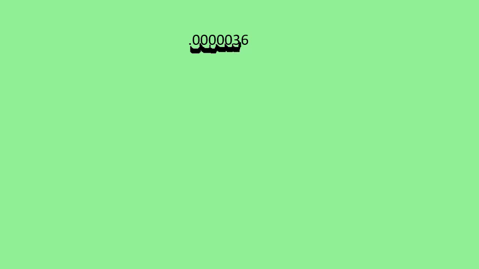So again, I write my non-zero numbers. I have 3.6, and this time I multiply it by 10 to the power of -6 because I moved my decimal point 6 spaces to the right. If you're moving it to the left, it will be 10 to a positive power. If you're moving it to the right, it will be 10 to a negative power.